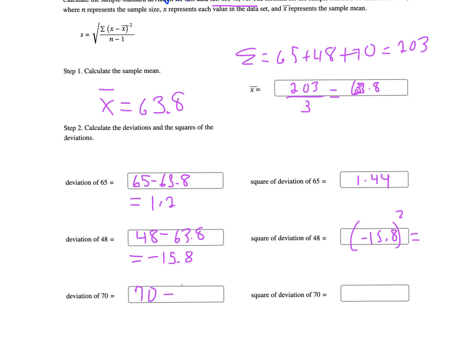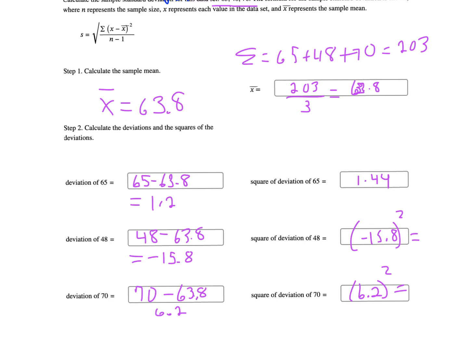And then for 70, we're going to do 70 minus 63.8 again. So we're going to end up with 6.2. And here we're going to square 6.2. I can't do that one in my head fast enough, so I'll let you do that as well, okay?